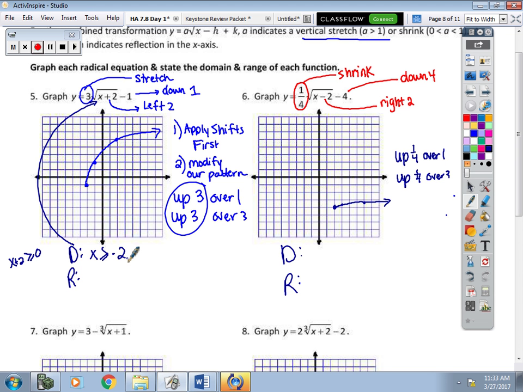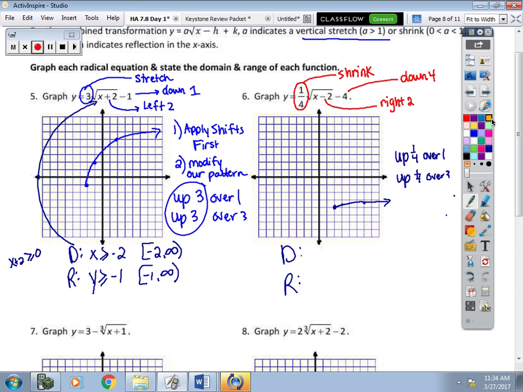My visual people are just going to look and say on the x-axis, what's the smallest it ever gets to, -2, and it's going greater than that. If you prefer, we could still do our bracket notation, -2 comma infinity. Now the range starts at -1 on the y-axis, and then it increases to positive infinity. So we'd have y greater than or equal to -1, or -1 comma infinity.